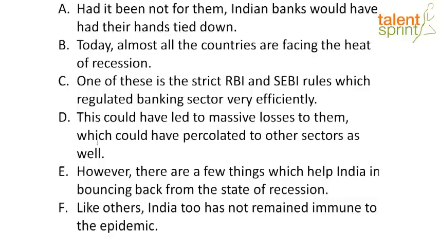Moving on. One of these is the strict RBI. One of these, meaning there has to be a preceding sentence, because this is more of an explanation sentence. This could have led to, what is that this referring to? Indeed, can't be my topic sentence. However, contrasting clue word, it cannot be my topic sentence. Like others, descriptive clue word, which means there has to be a preceding sentence establishing or laying the foundation about what it is that they are referring to. So, having seen all the sentences, I understand that my topic sentence is B.